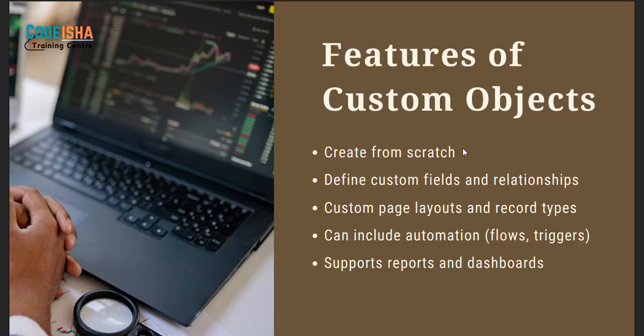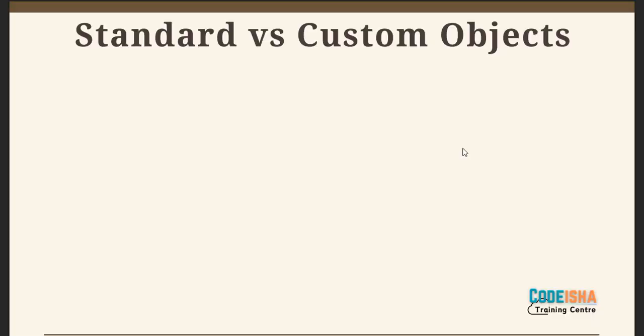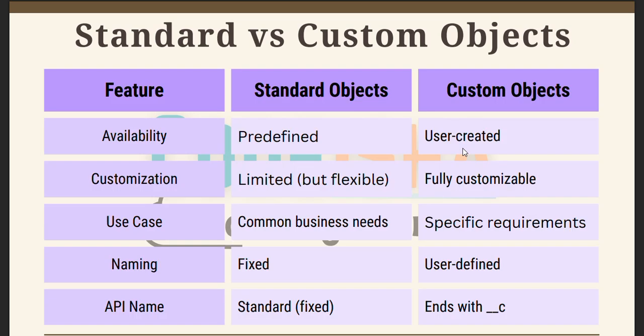Okay, so I'm coming to standard versus custom objects. Let's see what is what, mainly the features of standard objects and custom objects. Okay, coming to the availability.